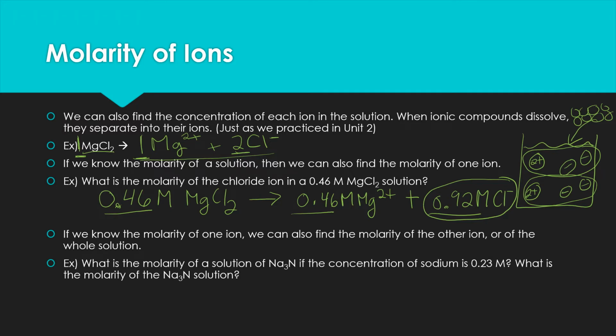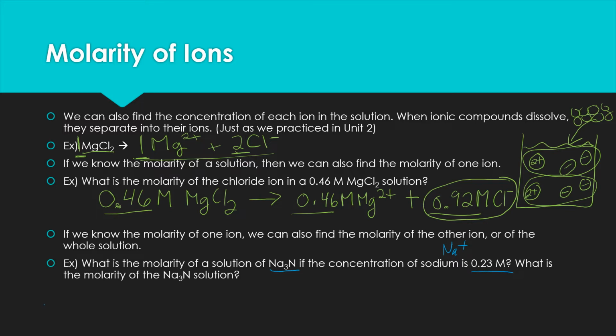And we can also work backwards and go from something like chlorine to our magnesium ion or to the magnesium chloride. So if we know the molarity of one ion, we can also find the molarity of the other ion or of the whole solution, just like I said. So let me switch colors here. So it says, what is the molarity of a solution of sodium nitride if the concentration of sodium, so our sodium ion, is 0.23 molar? And then what is the molarity of the whole solution?